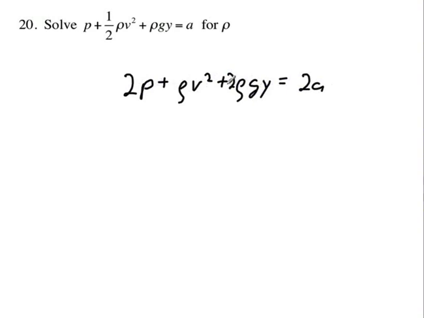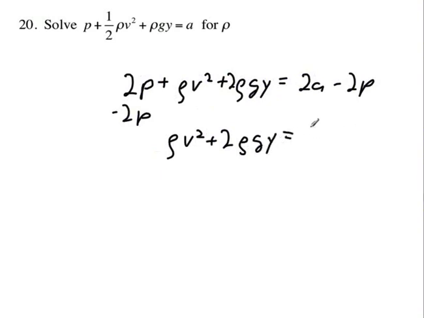Now, there's rhos on these guys, and I want the rhos to be separate from everything else. So I'm going to put everything else on one side and then the rhos on one side. So if I subtract 2p from both sides, you end up getting rho v squared plus 2 rho gy equals 2a minus 2p.